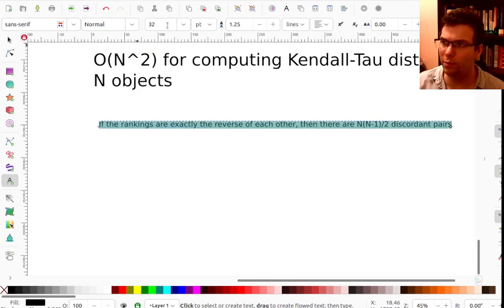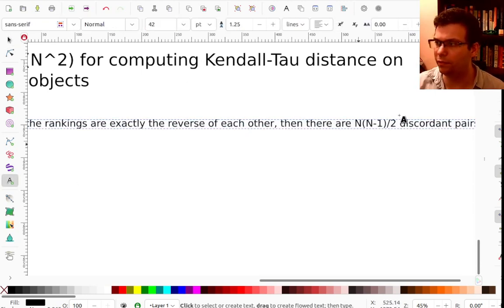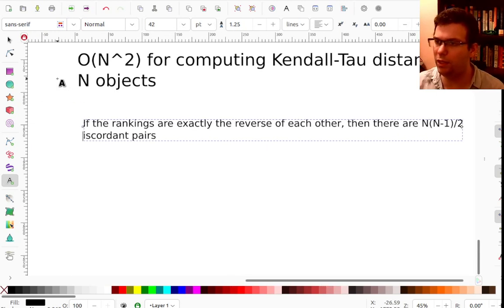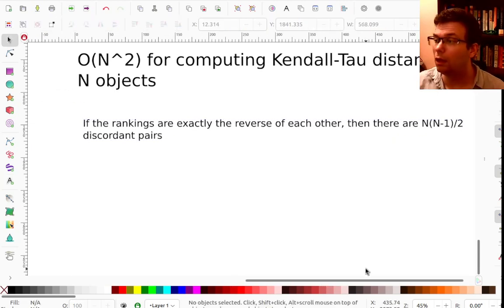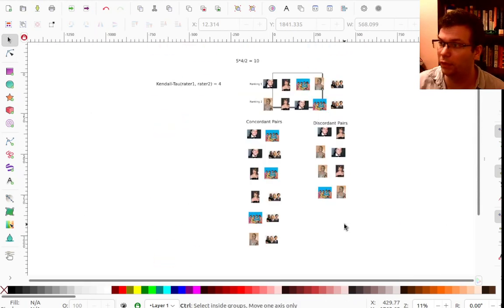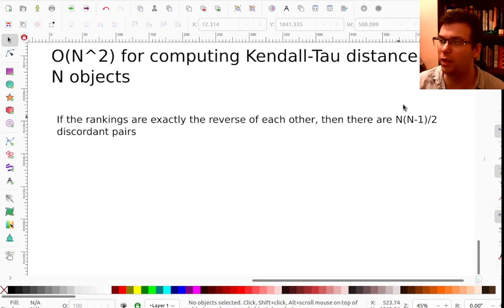So in the example above, where I had n equals 5, so I had 5 pop stars, the idea is that this is all pairs. So 5 times 4 over 2 is 10. In other words, if these are complete reverses of each other, all 10 of the pairs would be discordant. And so the Kendall tau distance would be 10, or n times n minus 1 over 2 in general.